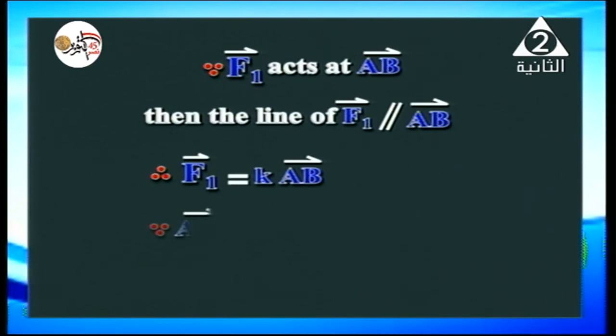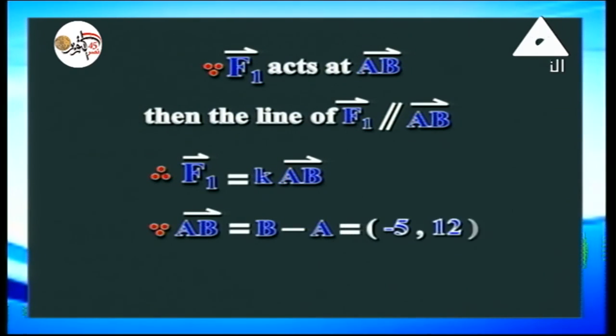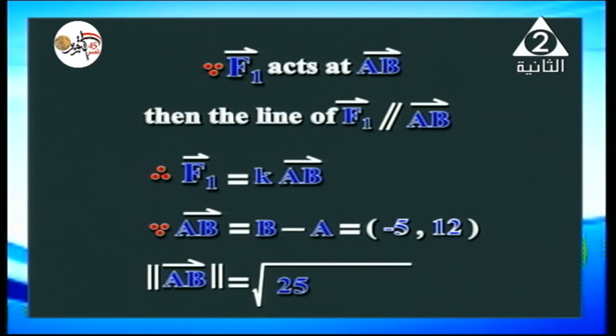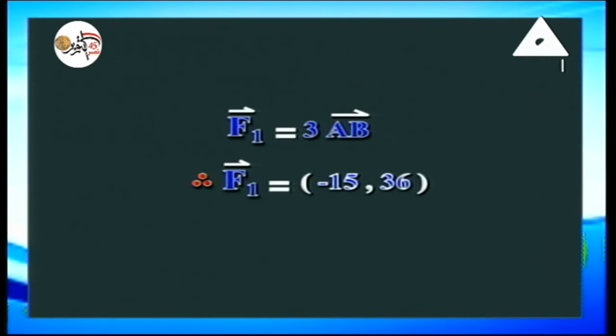Look at, my dear student, the AB vector equals point B minus point A. We have (-5, 12), this is the AB vector. The norm of the AB vector, what is the meaning of norm? The length of the AB vector: square root of (-5) squared plus 12 squared equals square root of 25 plus 144 equals 13. Then F1 equals 3 AB, F1 equals 3 times (-5, 12), F1 equals (-15, 36).